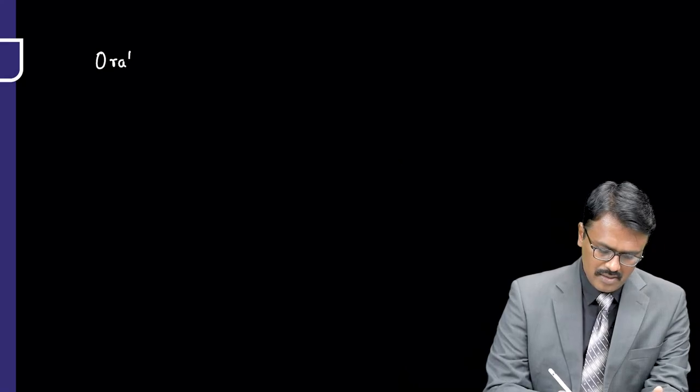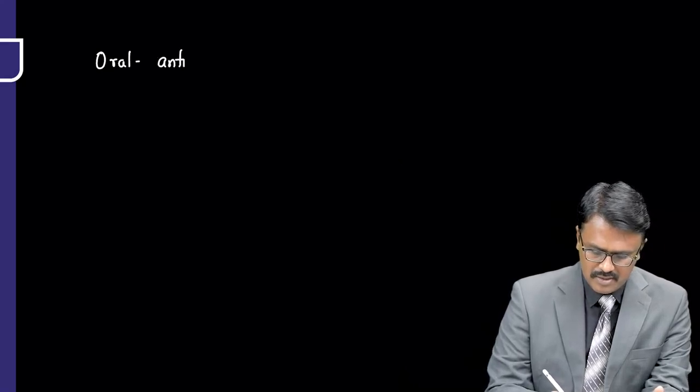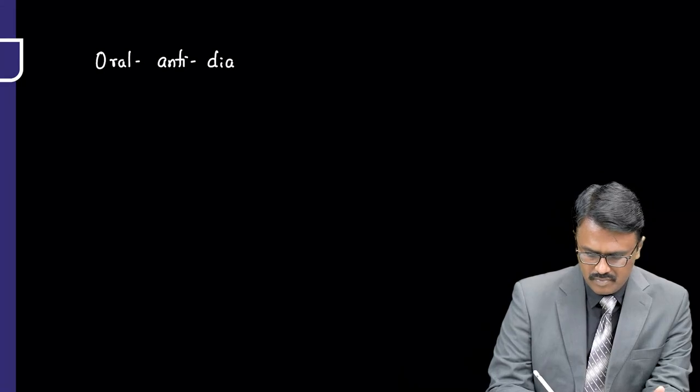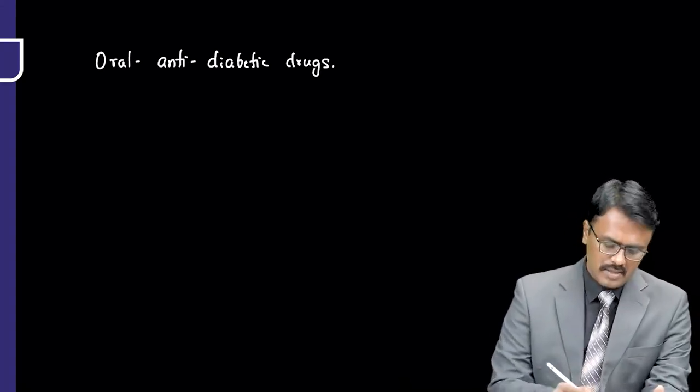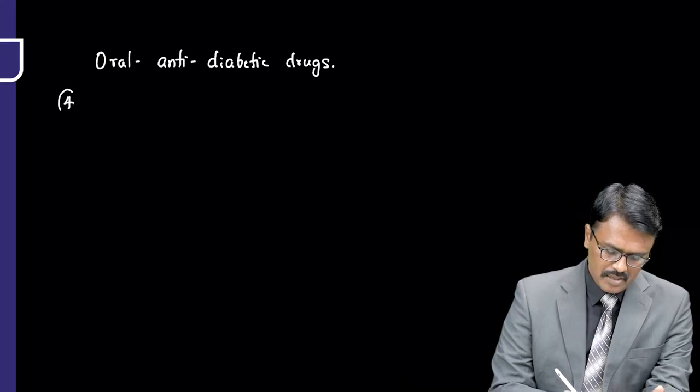Okay, so whatever I discussed till now, they are all injections, that is insulin, pramlintide and glutide, except semaglutide, which can be given as injection as well as oral. Now, other drugs, what I am going to discuss now, they are all oral drugs. So let me write the oral anti-diabetic drugs. Oral anti-diabetic drug. So in that, let us continue the target.